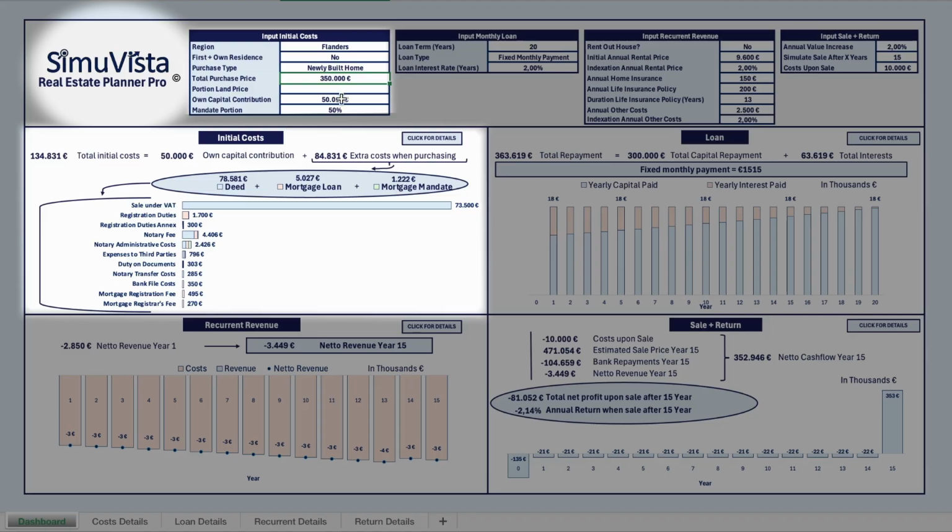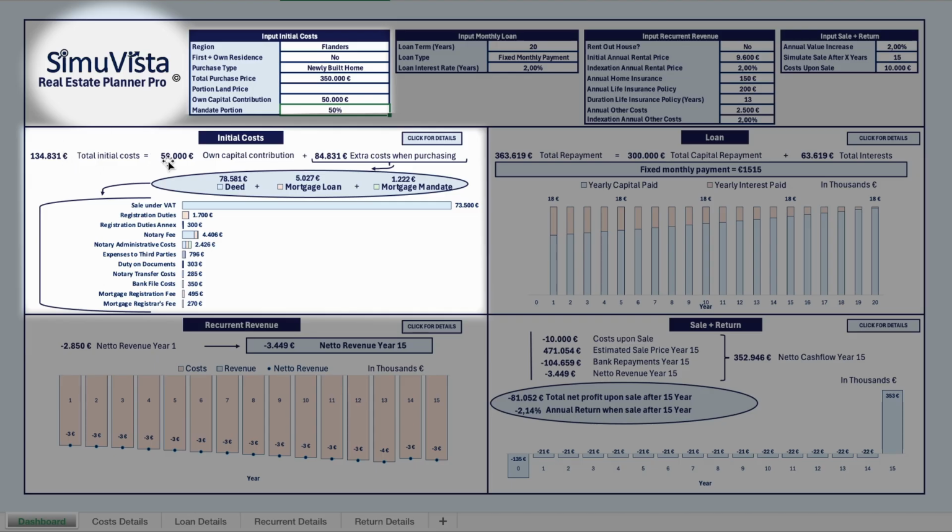Two other inputs that are crucial are your own capital contribution, as the rest will have to be financed. So in this case, if your own capital contribution is 50,000, you will have to finance 300,000 via loan. And also what is important is how much of your mortgage will be covered by a mandate instead of an inscription. And as you adjust these values, the dashboard will instantly update with a full breakdown of the deed, the mortgage inscription, and the mortgage mandate costs. So you can immediately see how regional rules and financing decisions will impact what you pay at the start.